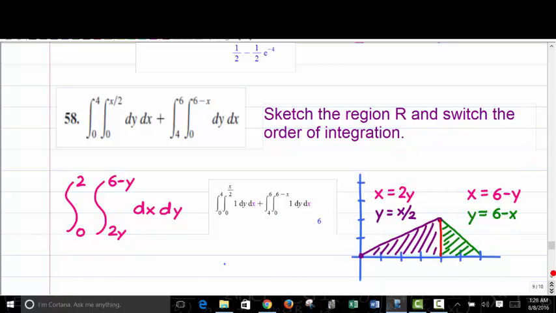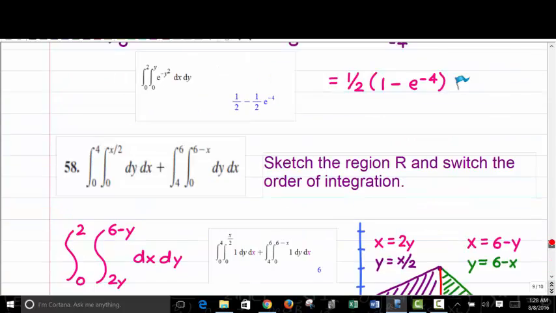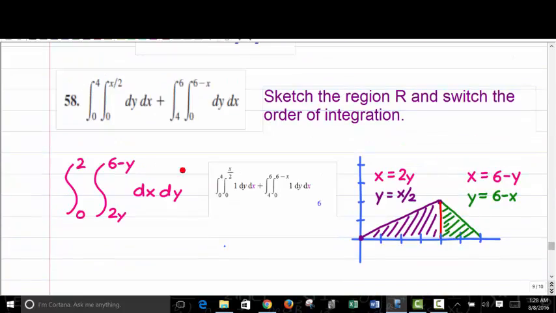Okay, so to graph this out, you just kind of treat it as two separate pieces, and they are going to connect. That's kind of what makes this whole thing work out the way it does. They connect. So y is going from 0 to x over 2, 1/2 x, and then x is going from 0 to 4. So I know I have this triangle right here. Lower to upper, 0 to x over 2, 0 to 4.